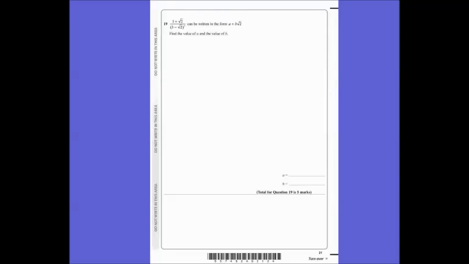Question 19. 1 plus root 2 over 3 minus root 2 squared can be written in the form a plus b root 2. Find the values of a plus b. Now this is quite a difficult question, because the first thing we need to do is rationalise the denominator, but we need to make sure we know what the denominator is first of all, so we need to expand that out. So we're going to start off with 1 plus root 2 over 3 minus root 2 times 3 minus root 2.